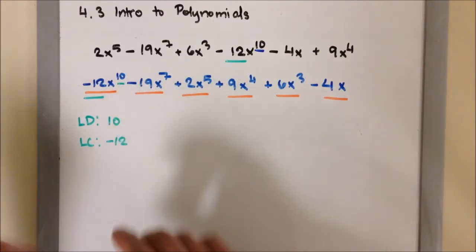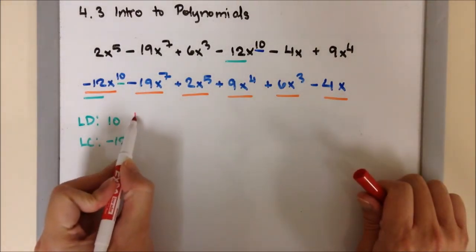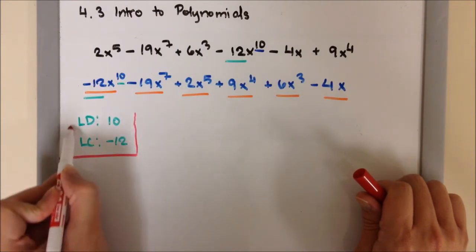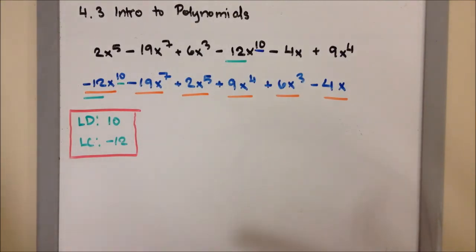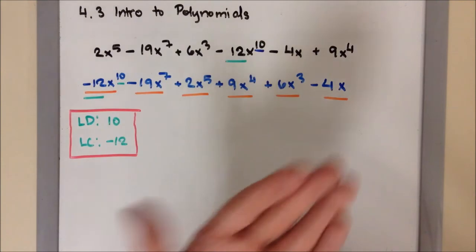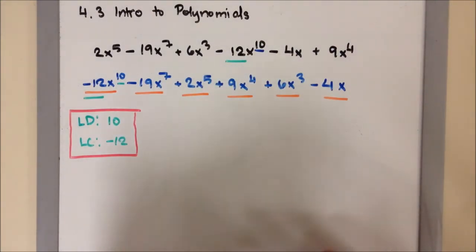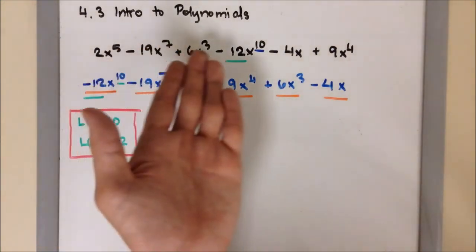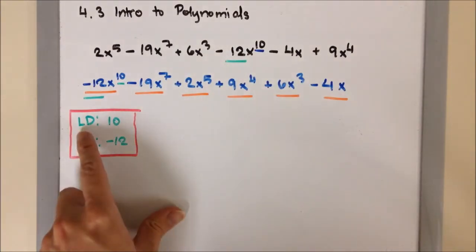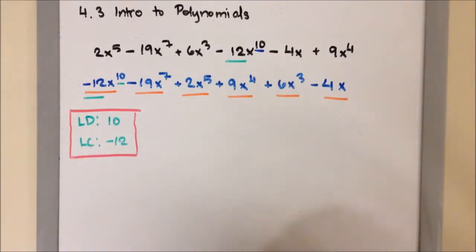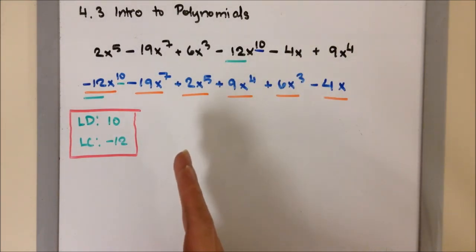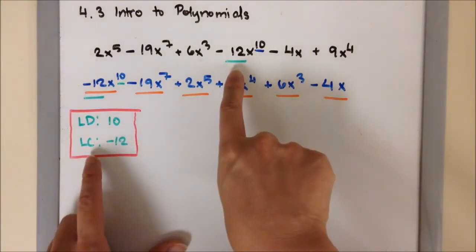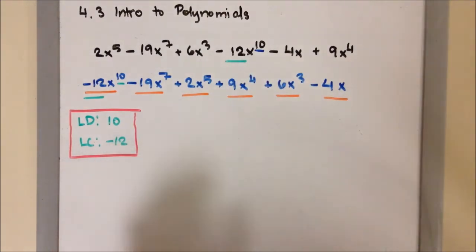And then I'm just going to box my final answer. And that's it. That's all you have to do. So be mindful. If you were asked to put it in order, you're going to start with the highest exponent, going to the smallest. If you were not, then just simply look at the exponents, which one's the highest. That will be your LD, 10. And then your leading coefficient is the number that's in front of the variable that has the highest exponent. So your LC is negative 12. That's all you have to do.